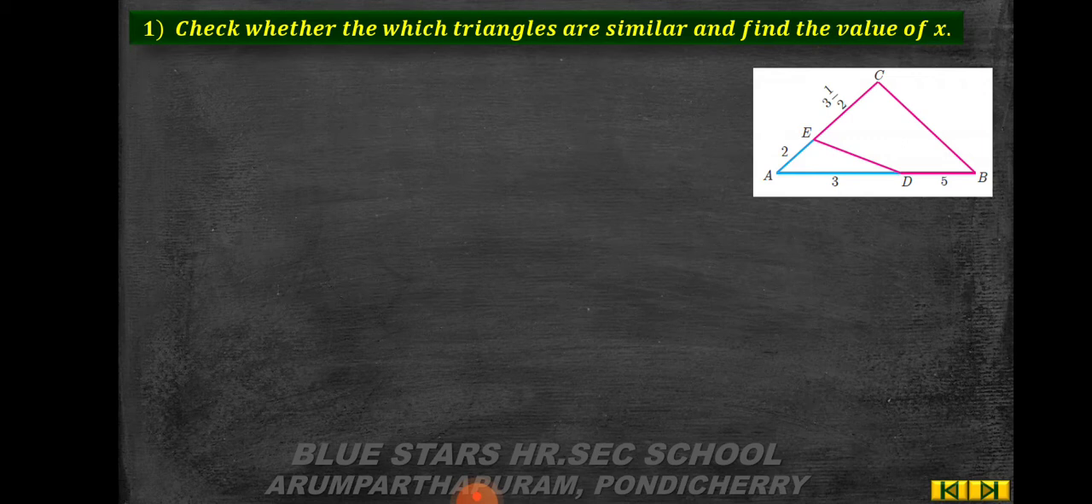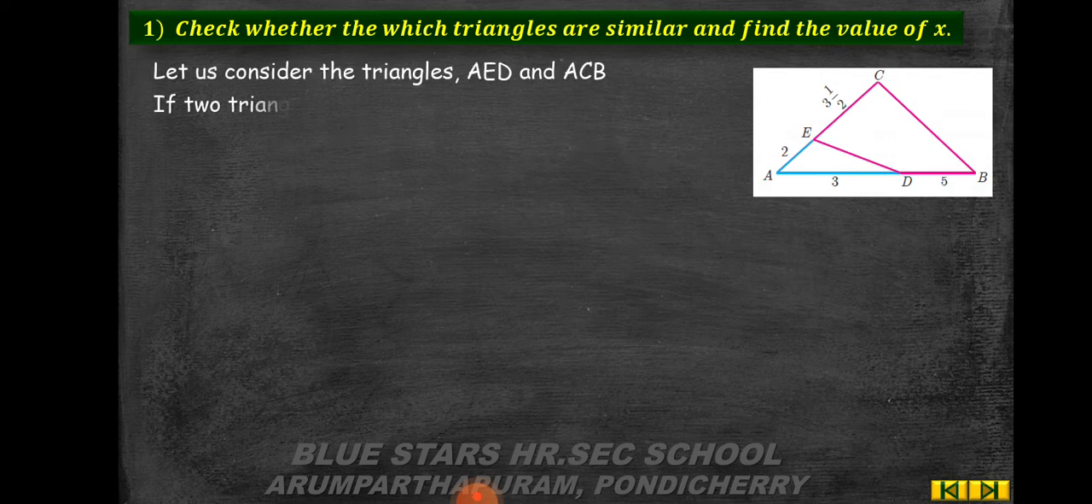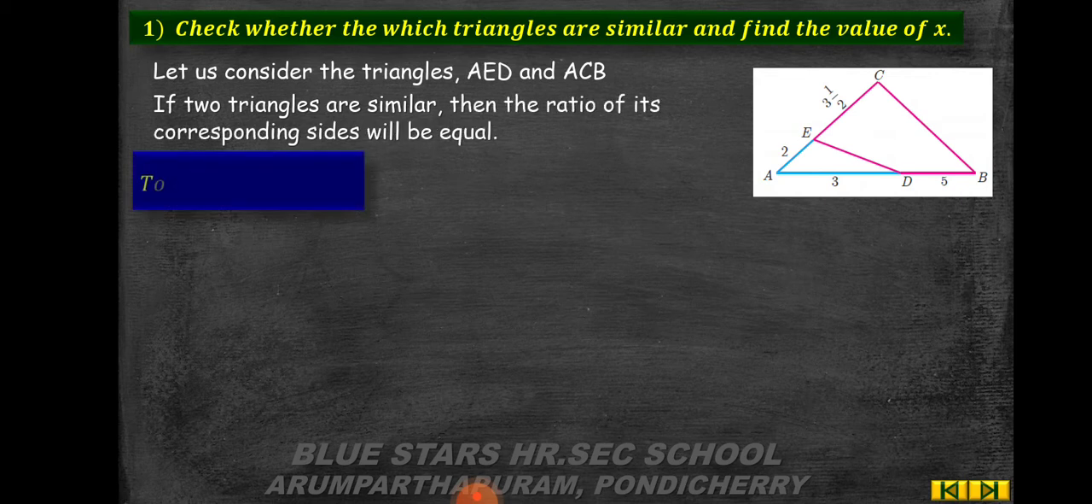So problem number 1, check which triangles are similar and find the value of x. So let us consider the triangles AED and ACB. If two triangles are similar, then the ratio of their corresponding sides will be equal. To verify, AE by AC is equal to AD by AB.